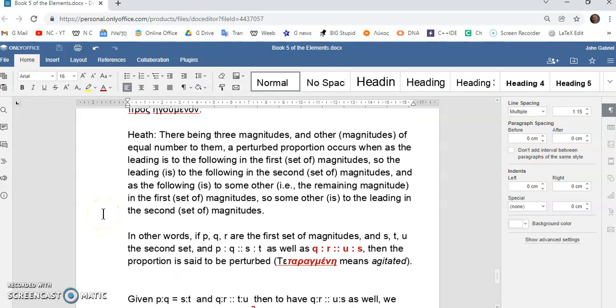Definition 18 talks about what Heath refers to as a perturbed proportion. The Greek word there is tetaragmeni, which means agitated or perturbed, but really agitated. For example, if you put your hand in a bowl of still water and wave it around, then the water becomes agitated, and we say the water is agitated, teragmeni, or teragmeni thalassa, which means an agitated sea.